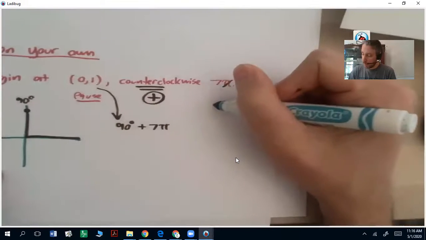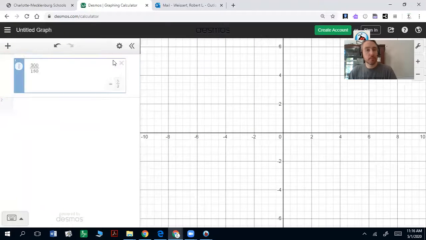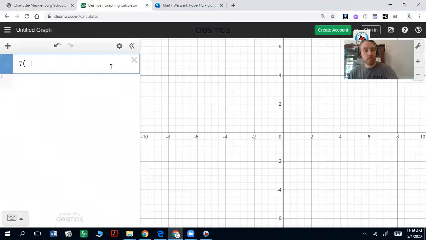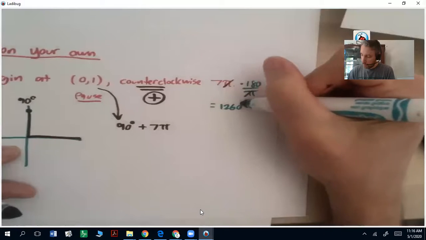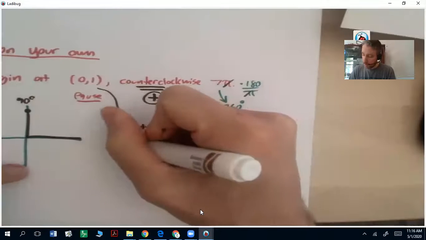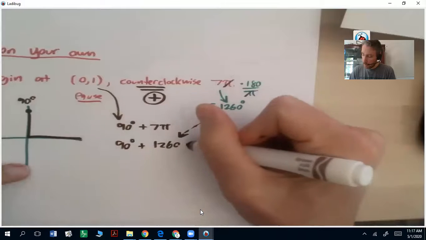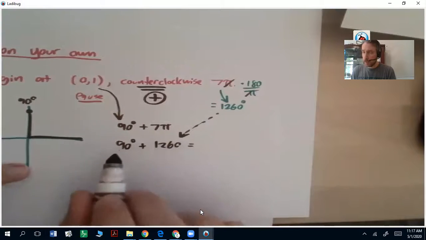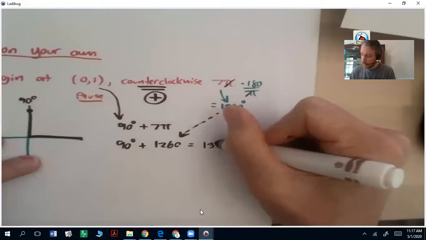So 7 times 180 is, you know what? I don't know that. So 1,260. That's a pretty big number. So we're going to do 90 plus 1,260 degrees. Let's see, 1,260 plus 100 is 1,360. So knock down 10, it should be 1,350 degrees.